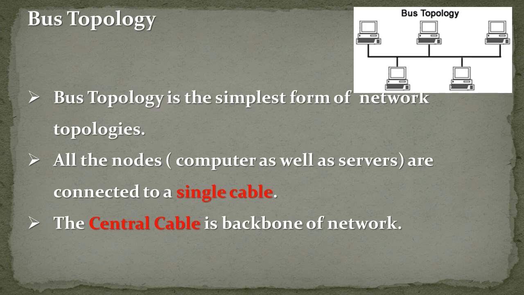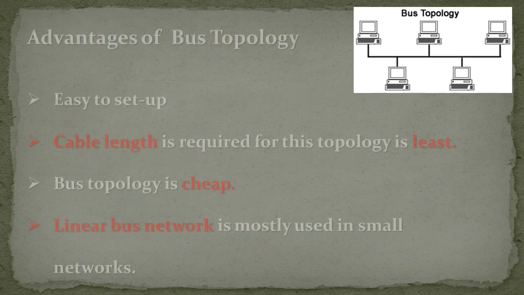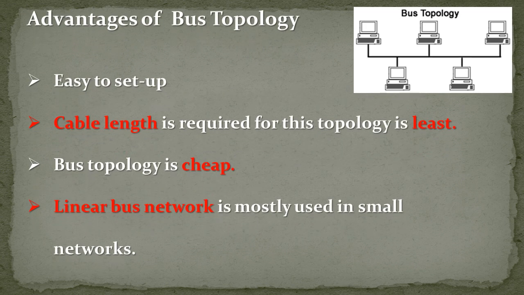Does it have any advantages or disadvantages? Yes, obviously. Bus topology has some advantages: it is very easy to set up. The cable length required for this topology is the least. Bus topology is cheap compared to other topologies. Linear bus network is mostly used in small networks. Well, what about disadvantages?